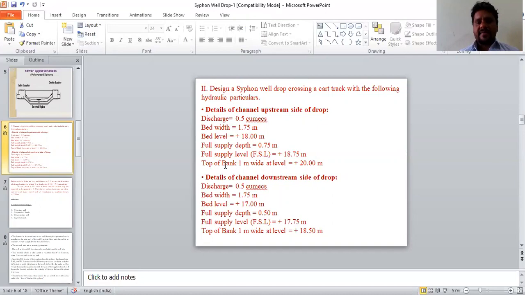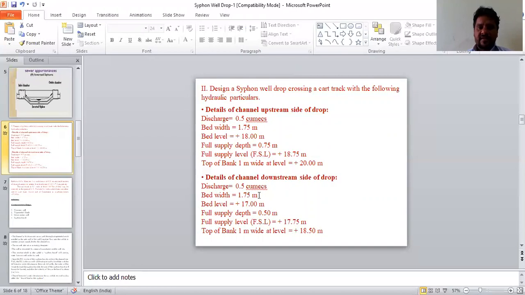So at the top of the bank level there is a 1 meter wide berm provided, that is just masonry, that's a stone, sorry. It is a stone or a rough stone, right? So that level is 20 meter. The downstream side is also given, obviously downstream side is lesser than the higher side, I mean upstream side, right? So discharge is constant here, 0.5 and 0.5.